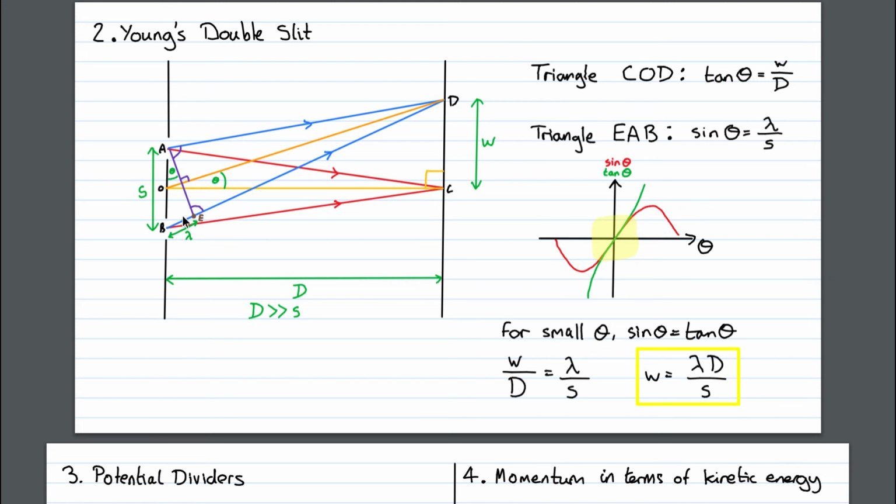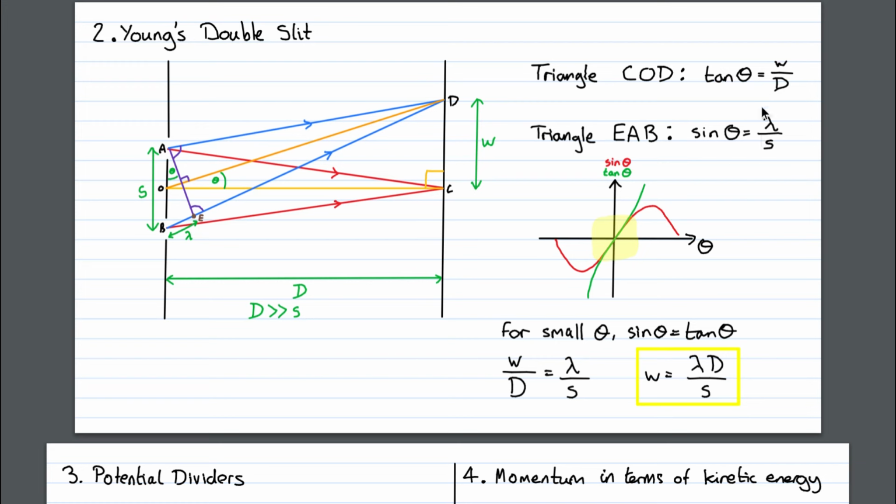So now we've got a right-angled triangle. This little triangle here, EAB, is a little right-angled triangle. And the angle theta here will be the same as the angle theta here. Not quite. It'll be nearly the same. And the bigger D becomes, the closer this angle will become to this angle. They're going to have to be very small angles. So with this little triangle, approximately a right-angled triangle, we can say that the sine of theta is equal to the opposite, that's lambda, divided by the hypotenuse, that's s.